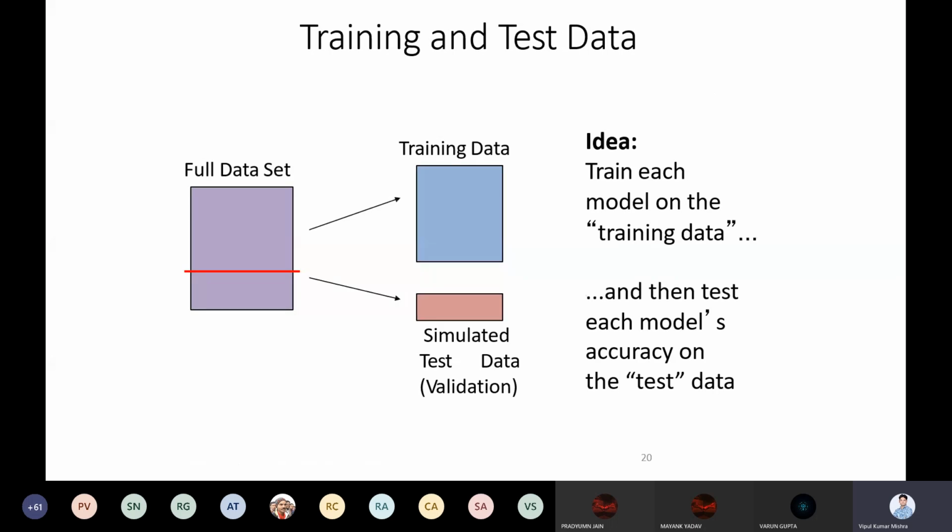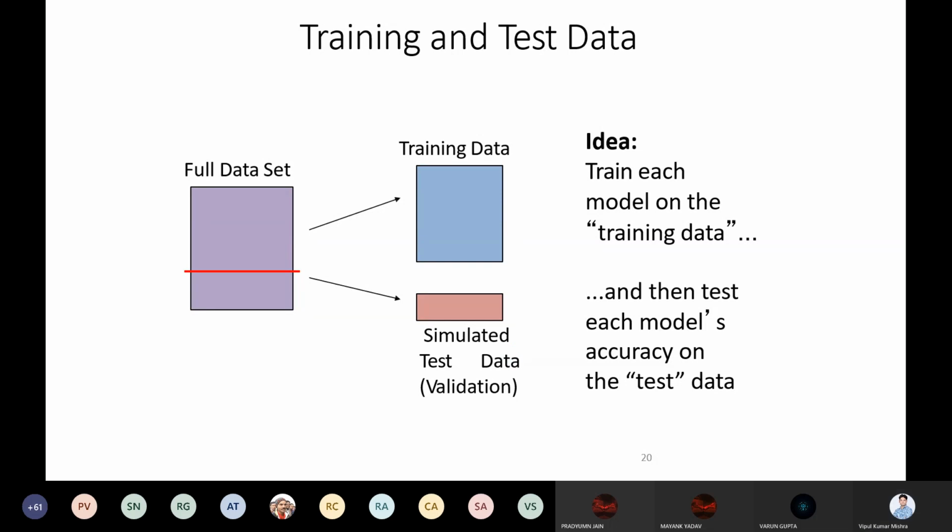So in general, what we do is we take the full data and divide this entire data into two parts. One part is training data and the second part is test data, or you can say validation data. Then you train your model on the training data. After training, you look at the test set and check whether this model gives good performance on test data or not.